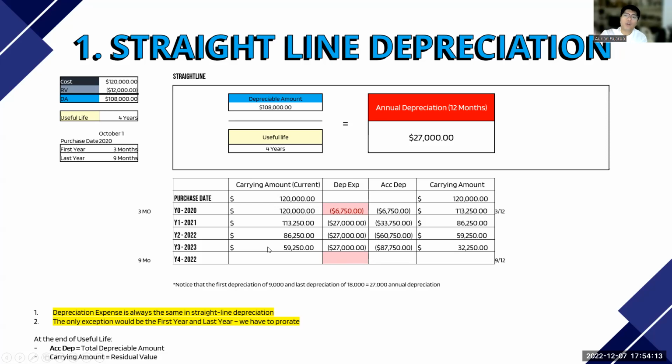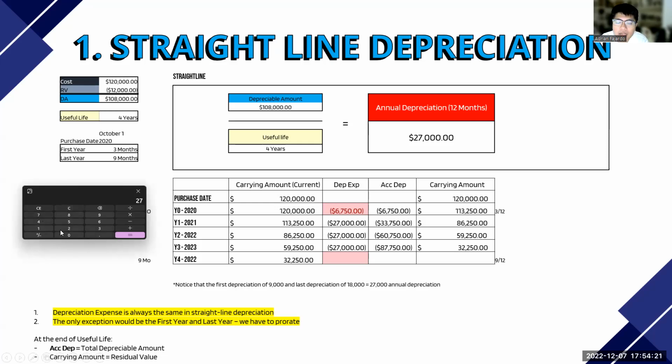Now, in the 2024, weird siya because 9 months na lang yung depreciation natin. And how do you get 9 months worth of depreciation? That's 27,000 annual times 9 over 12. So our depreciation expense is 20,250. So in the end, we will have an ACDEP of 108, which is equal to our depreciable amount, and 12,000, which is equal to our residual value. And then if you notice, yung 6,750 plus yung 20,250, when you add them together, 27,000.